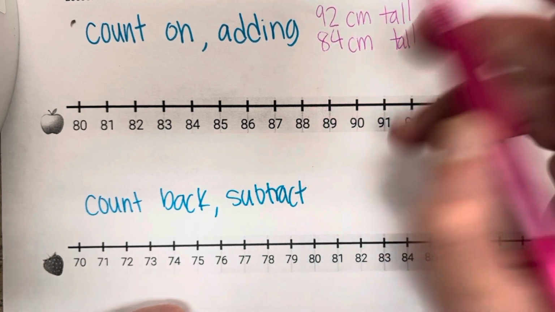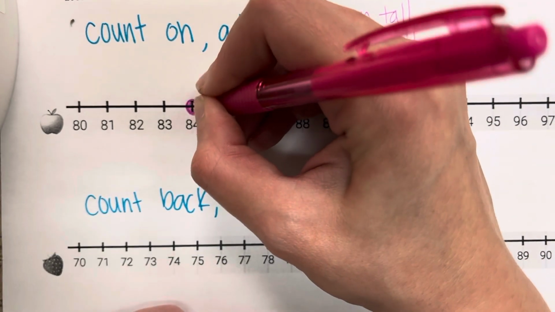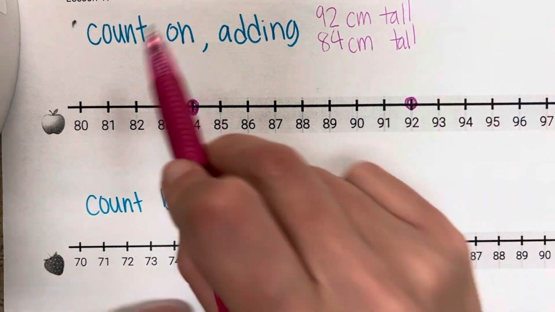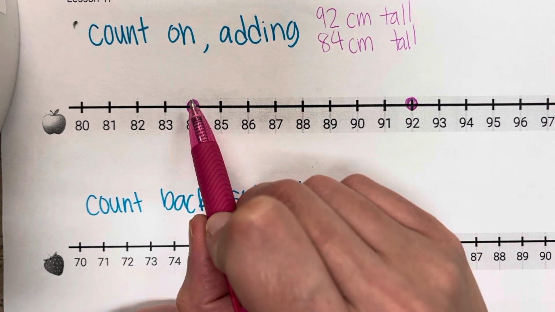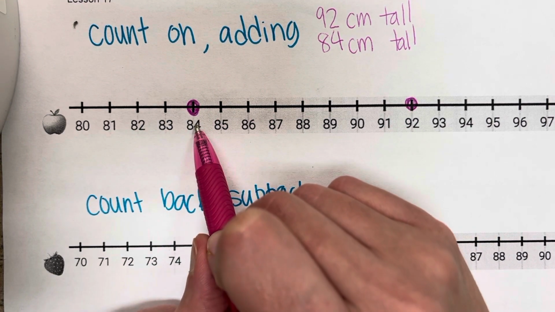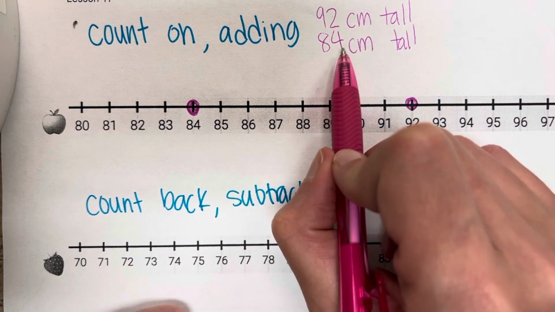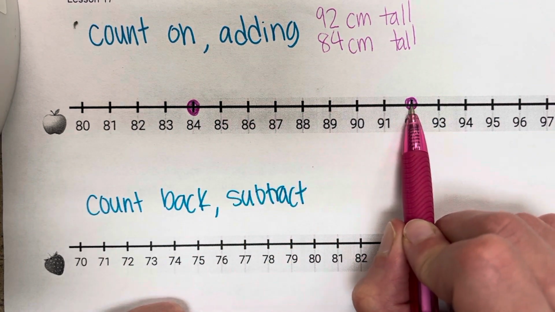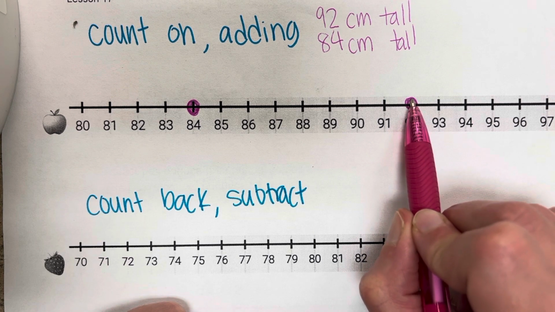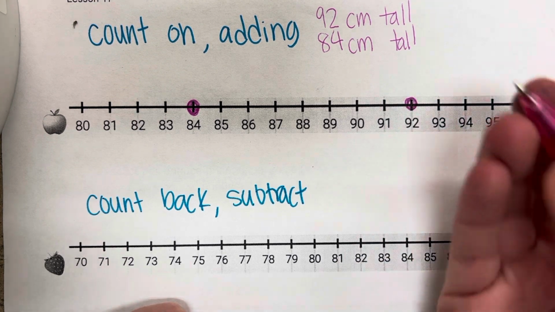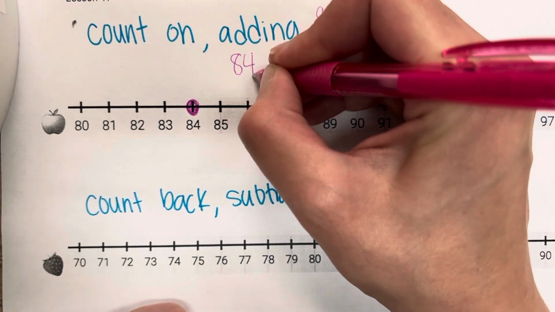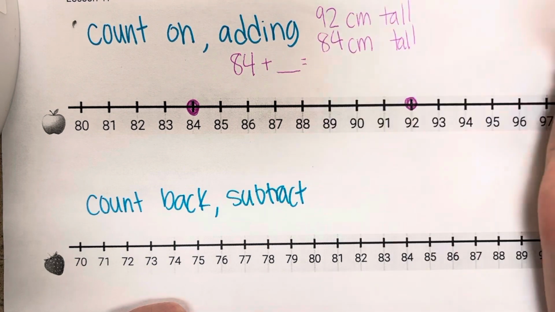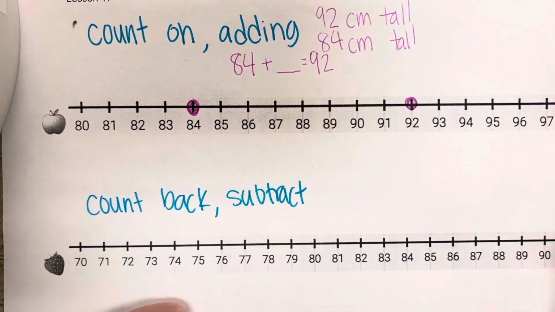So we're going to plot 84 and we're going to plot 92. Using the counting on or adding strategy, we're thinking, how much more would 84, or that student who's 84 centimeters, need to grow to reach that student who's 92 centimeters tall? So we think about it like 84 needs to grow how much to get to 92 centimeters?